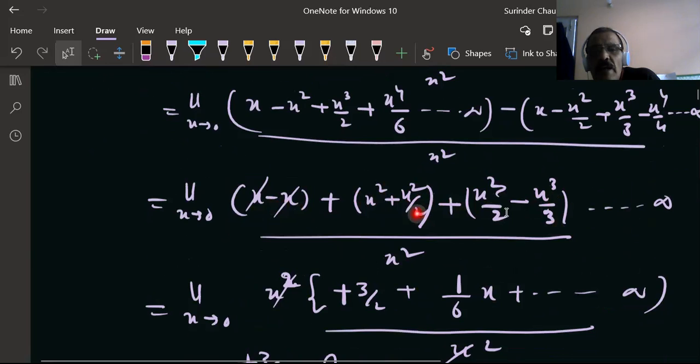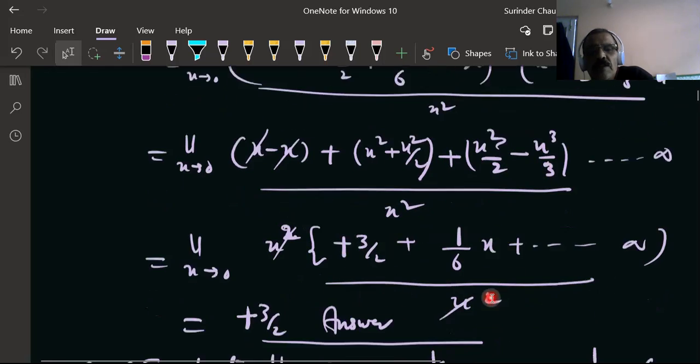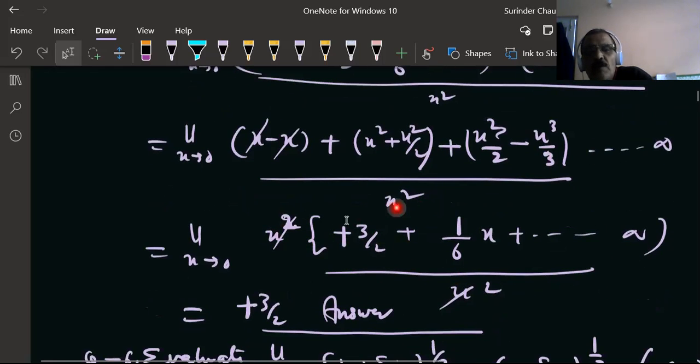Simplify them: x squared comes out common, so this will be 1 plus 1 by 2, which is 3 by 2. And 1 by 2 minus 1 by 3, with LCM 6, is 3 minus 2, which is 1 by 6. And x will be common from the higher terms also, so we get x here. Now it becomes very easy. x squared will cancel out, and now this becomes a polynomial function. You can directly substitute the value x equals 0. Every term after the second term contains x, so if you put x to 0, all those terms are 0, and you are left with the limit, which is equal to 3 by 2. It is easy to find the limit after expansion.